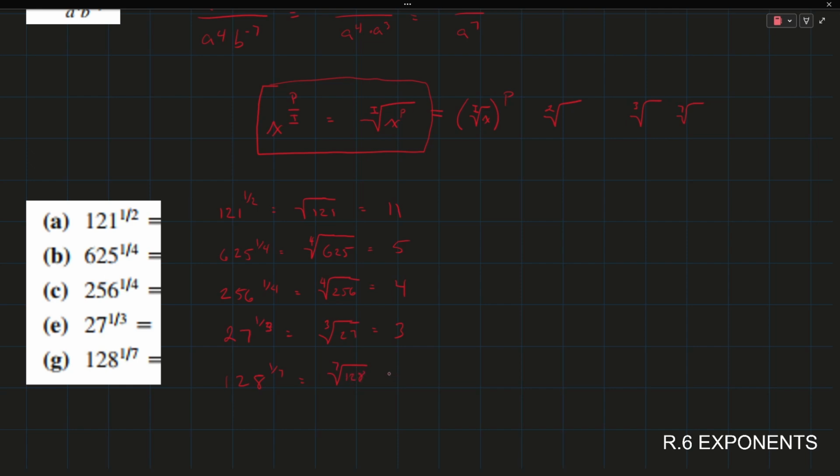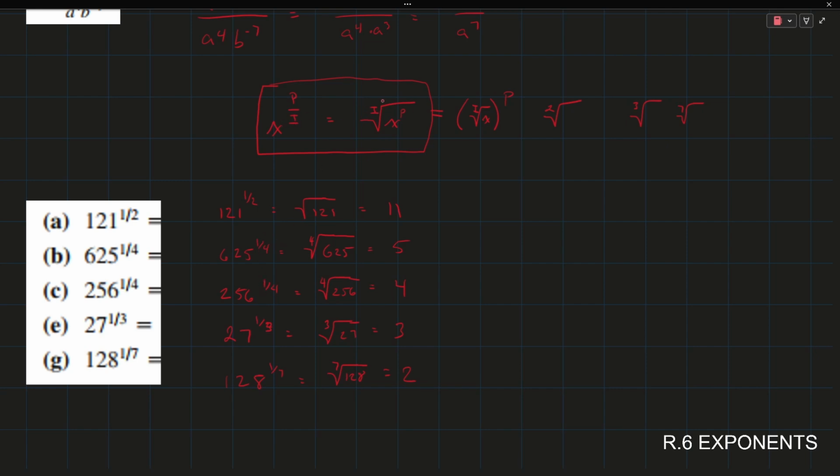The seventh root of 128. It's got to be 2. It's just got to be. There's nothing else it could be. So that's just a quick approach. Once again, I would highly recommend just doing a lot of practice.